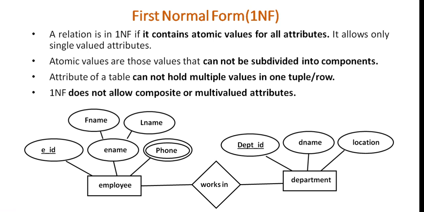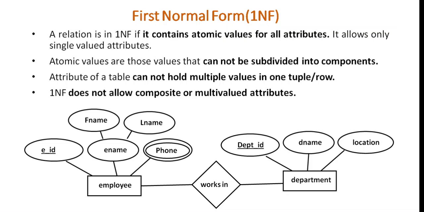Now let's take an example of entities. Here we have two entities, employee entity and department entity, and both entities are related to each other by a relationship works in, that is, employee works in department. In the employee entity we have the attribute employee ID, and employee name, which is a composite attribute. This employee name can be divided into first name and last name. That's why it is called a composite attribute. The name can be further subdivided into components.